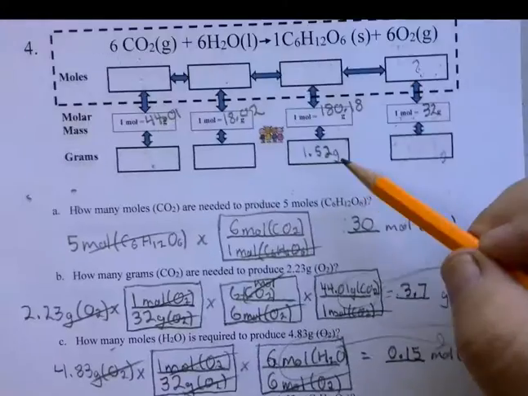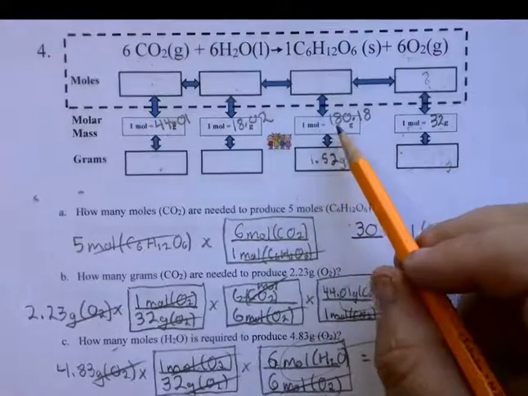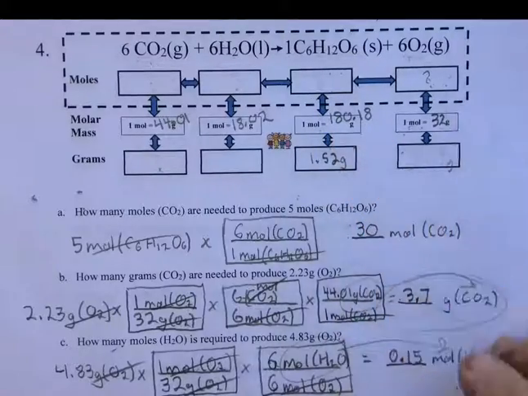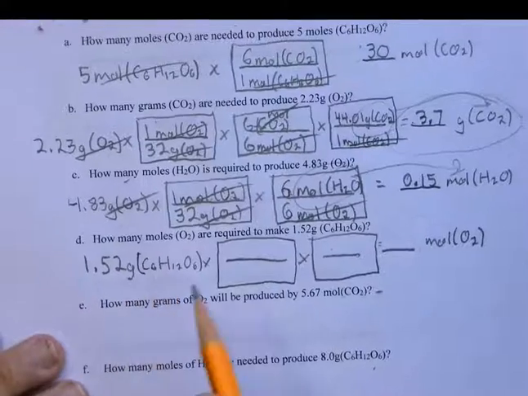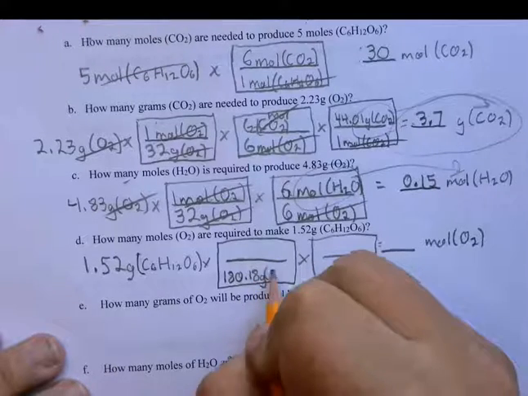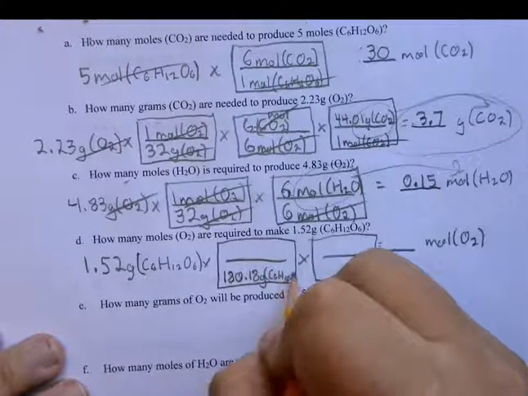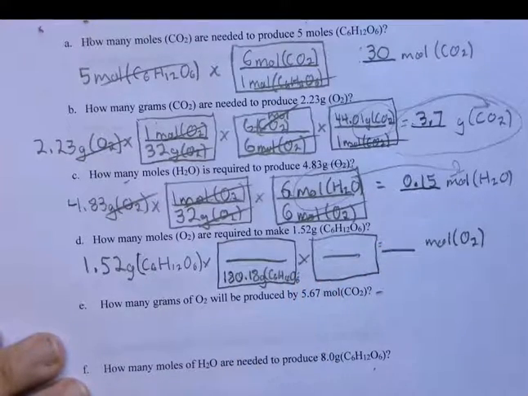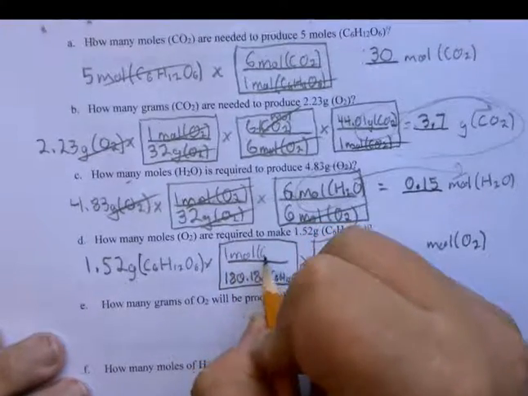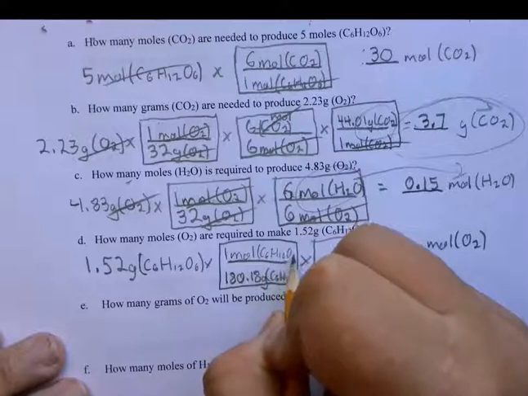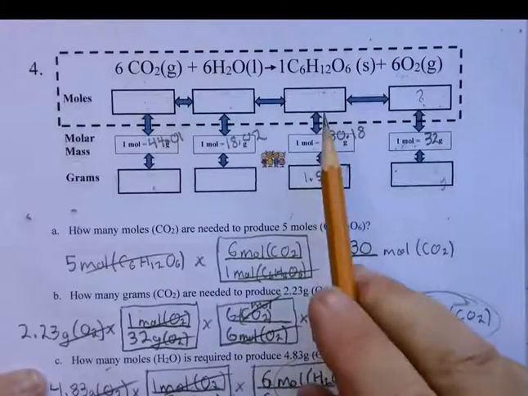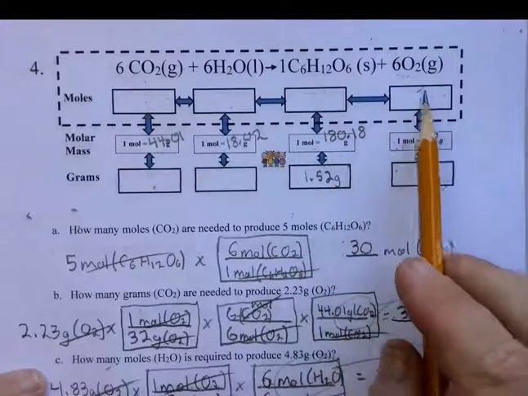All right, so first thing we're doing is going from here to here. 1 mole of glucose over 180.18 grams of glucose, or 180.18 over 1 mole. Which one do we want? We need grams of glucose on the bottom, so that's going to be 180.18 grams. And on top, it's a molar mass, so it's 1 mole. Okay, there you go.